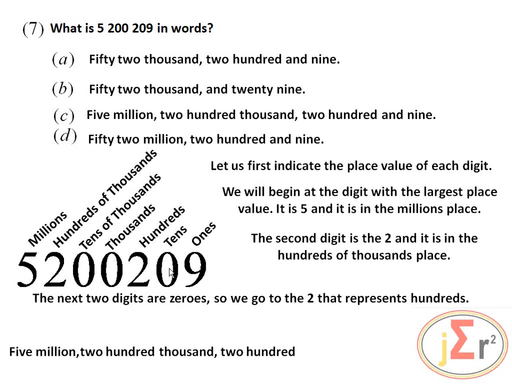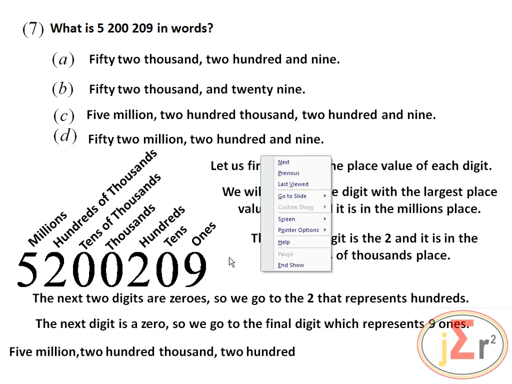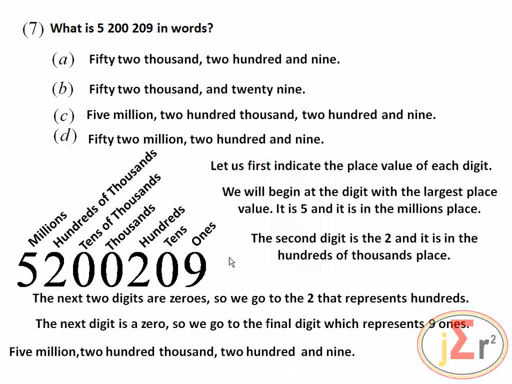200. And of course the next digit is a 0. So we go straight to the 9. The final digit is always in the ones place. It represents 9 ones. So we just say 9. So 209. So the entire thing is 5,200,209. The answer is option C.